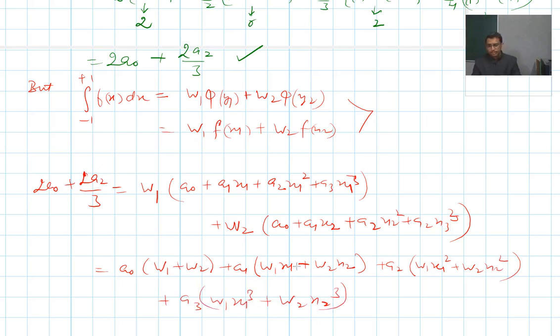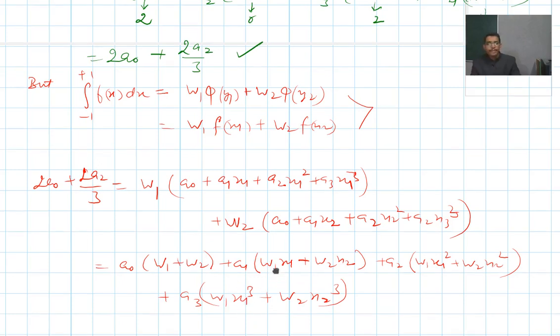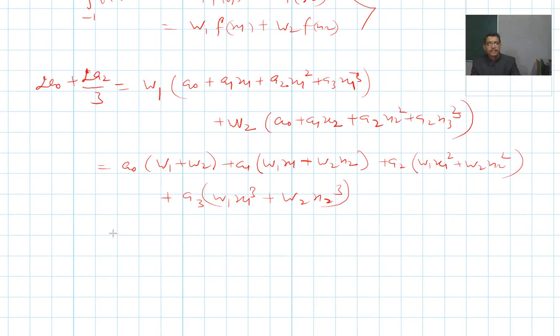Now let us compare both the sides. So comparing both sides, here the term sitting with w naught is 2, so that means this whole term will be equal to 2. So we can write down that w1 plus w2 is equal to 2, and similarly w1 x1 plus w2 x2 is equal to 0.